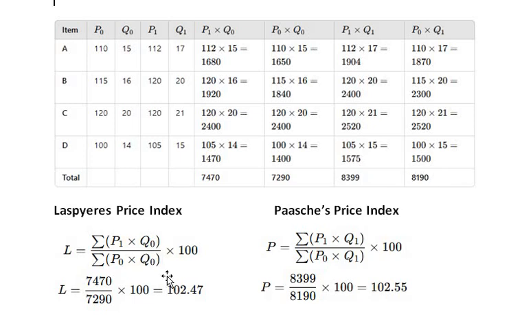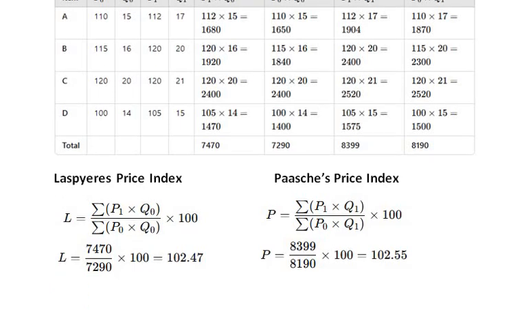Now if we put all those values of summation P1 Q0, P0 Q0, P1 Q1 and P0 Q1 in each of those formulas, what we can see, the Laspeyres value, here we have substituted the values from the data table. So we have got the Laspeyres value like this, and we have got the Paasche's value like this. So in this manner we can calculate Edgeworth, we can calculate Bowley and other indices.